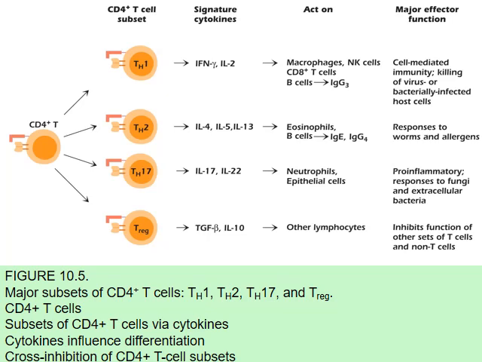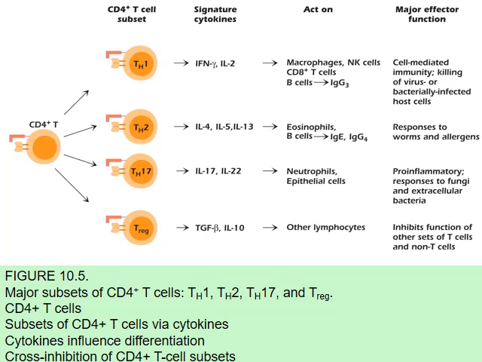So signature cytokines are gamma interferon, IL-2, and these act on these cells. You can see they act. And the major effector response basically is that they mediate cell-mediated immunity, killing a virus or bacterially infected host cells. So you can see we need Th1 cells to boost our CMI, cell-mediated immunity, and fight against cancer and bacteria. So if you don't get that signal from the cell for T cells to proliferate, you will be unable to do that. And if you are unable to do that, you have immunodeficiency.